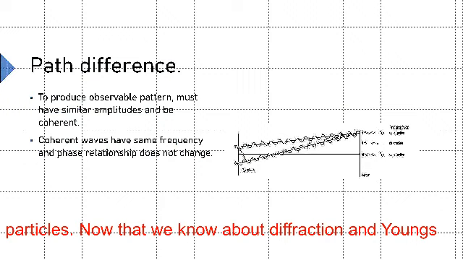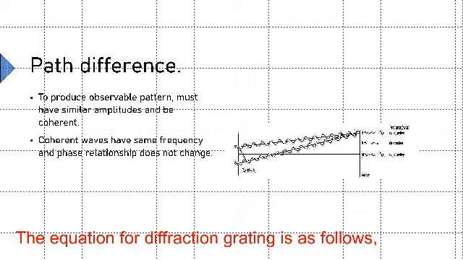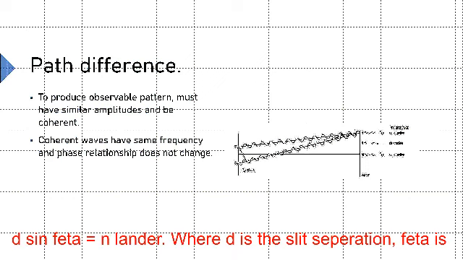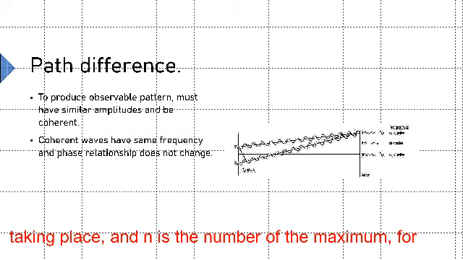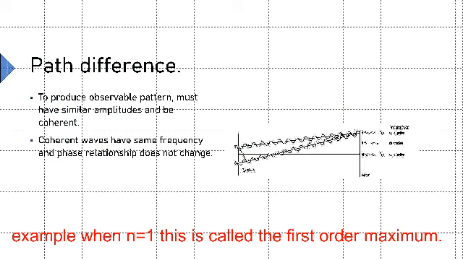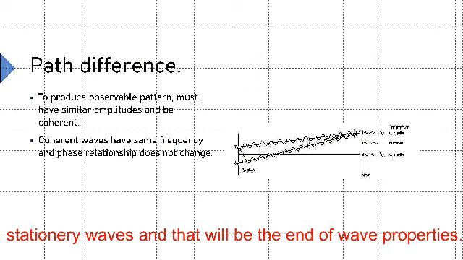Now that we know about diffraction and Young's double slit experiment, let's move on to diffraction grating. The equation for diffraction grating is as follows. d sin theta equals n lambda, where d is slit separation, theta is the angular direction in which constructive interference is taking place, and n is the number of the maximum. For example, when n equals 1, this is called the first order maximum. So that's diffraction grating. So we'll now move on to stationary waves, and that will be the end of wave properties.